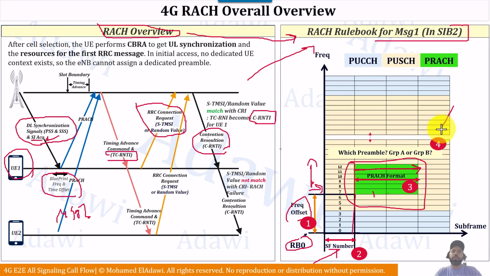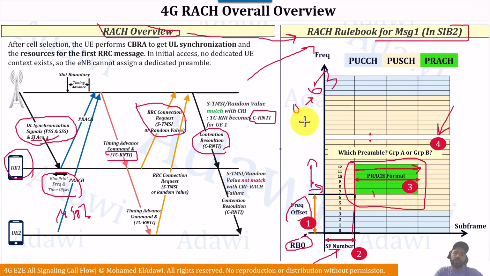Point number 4 here is, as highlighted, that we identified the frequency and the timing to send the first PRACH message, but the user still needs to know which preamble it is going to send. As I told you, this preamble is kind of a signature for each user to differentiate between users. We have 64 preambles in total, from 0 to 63.